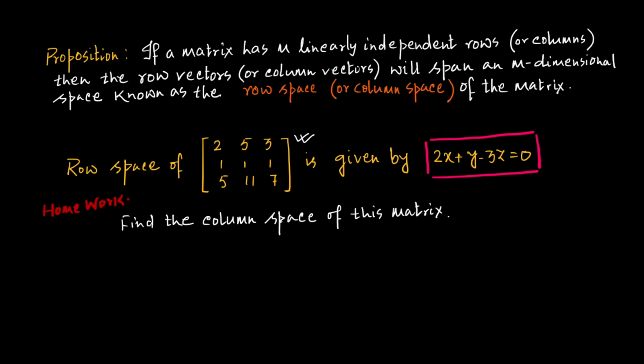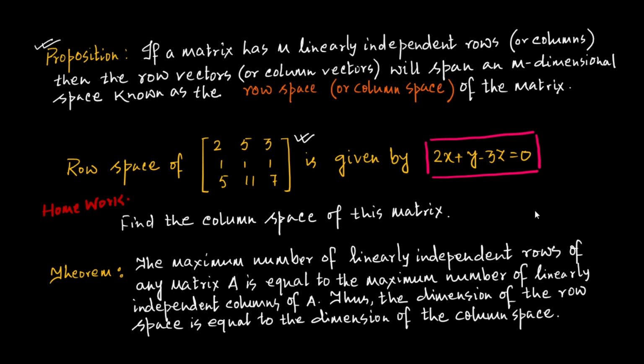Now, further to the proposition that I have stated here, with a little more effort, we can prove that the maximum number of linearly independent rows of any matrix A is equal to the maximum number of linearly independent columns of A. Now, why have I said maximum number of linearly independent rows or columns? Because you know that any subset of a linearly independent set of vectors is also linearly independent. Thus, this theorem means that the dimension of the row space is equal to the dimension of the column space.